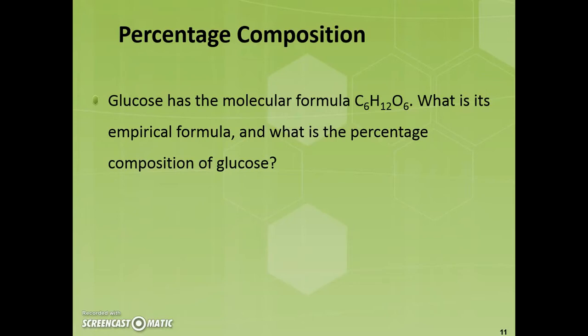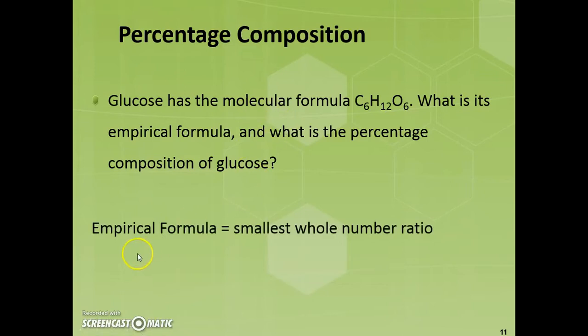Okay, so glucose. The molecular formula is C6H12O6. What's the empirical formula, and what's the percentage composition of glucose? Well, the empirical formula again is the smallest whole number ratio of the elements, and we can see that there's a common number across these, 6. And so if we divide each one of these coefficients by 6, we get CH2O is our empirical formula.